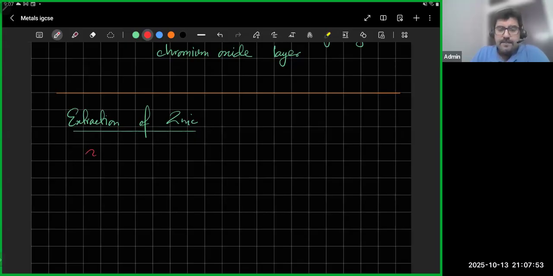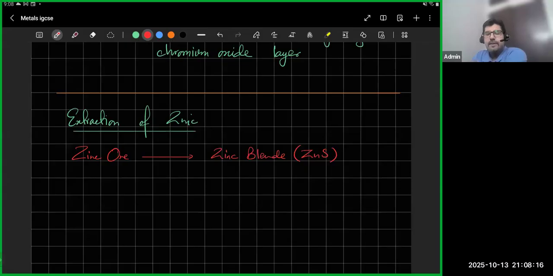Normally the zinc ore is zinc blende, which is ZnS. Remember, this is not part of your syllabus. You're not supposed to know this. But because you've done extraction of iron, they give questions where you have to use the same logic that you used in extraction of iron. This is also going to be reduction with carbon.